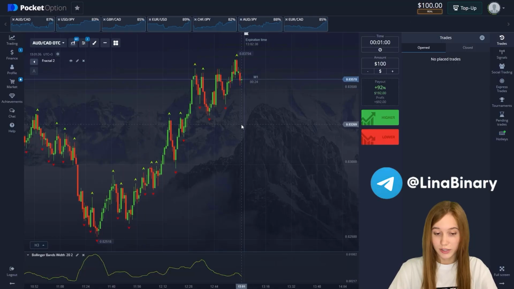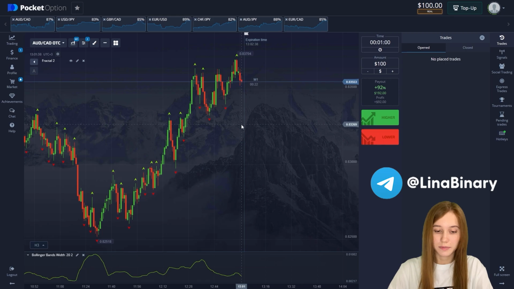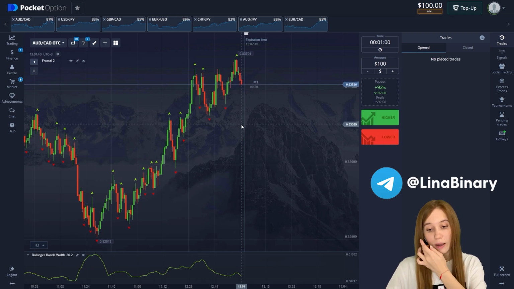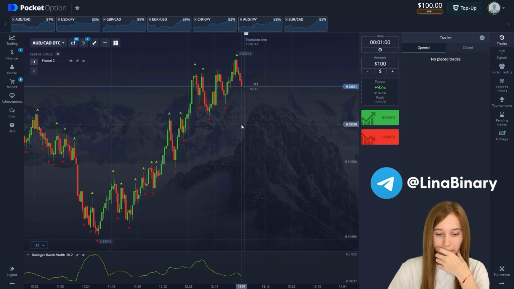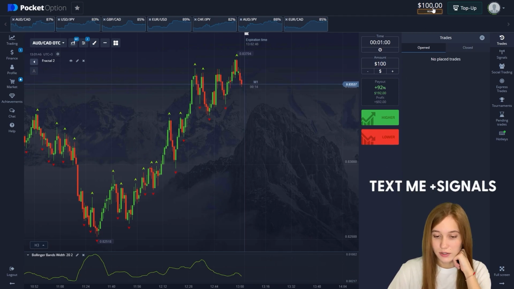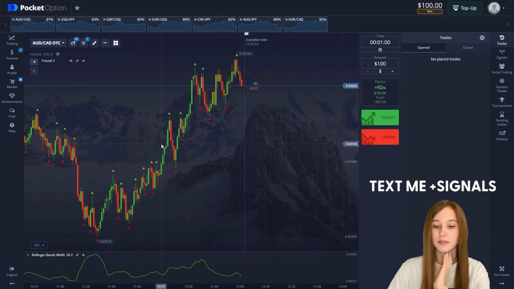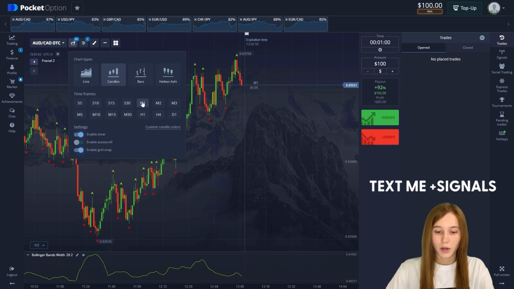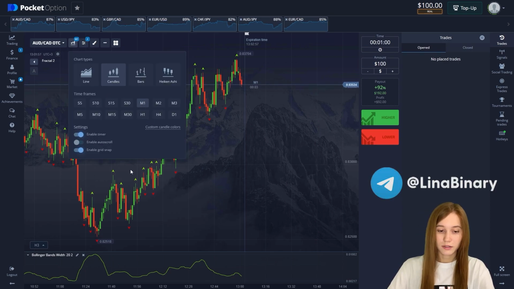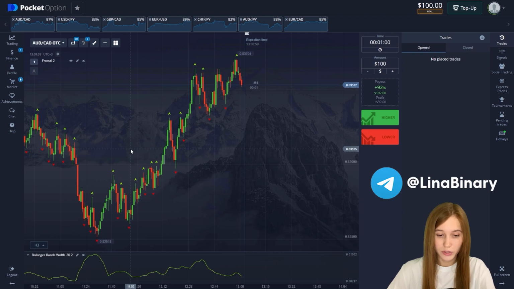And we start our trading session with $100. Let's see what happens. Let's get started. The first thing we did is start setting up our workspace. We set the deal amounts to $100. So 1 minute of the deal, 1 minute time frame on our chart.